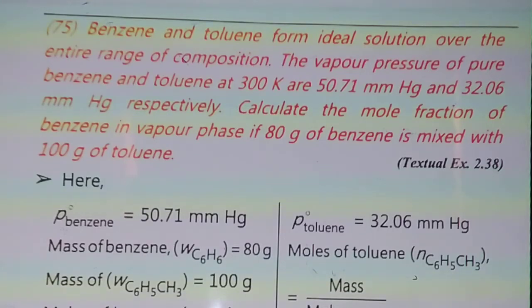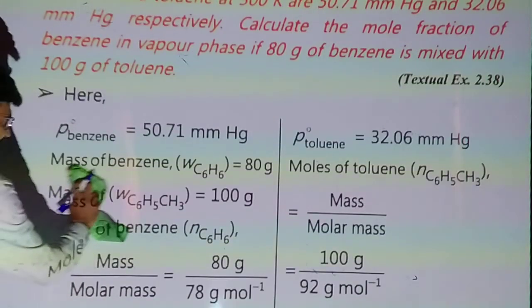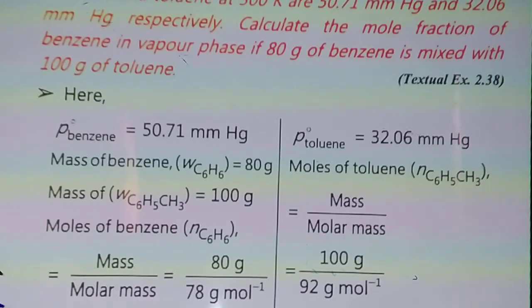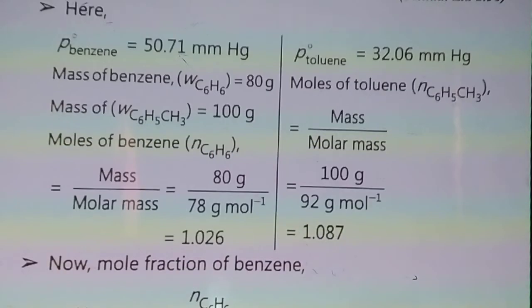The vapor pressure of pure benzene and toluene, whenever both are separate in the individual pure state: benzene is 50.71 and toluene is 32.06, pure, so P degree, superscript. Calculate the mole fraction of benzene in the vapor phase, not in the liquid phase. 80 gram benzene is mixed with 100 gram toluene. So first, the mass of benzene is 80 and the mass of toluene is 100. So moles of benzene is mass upon molar mass.